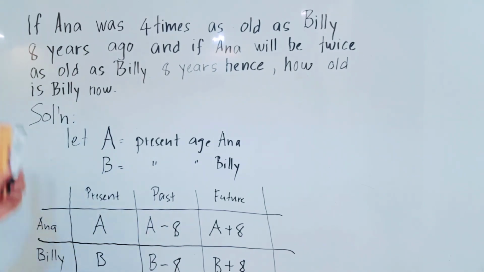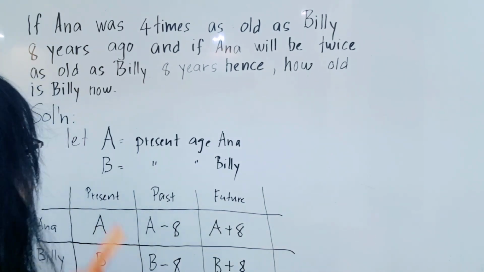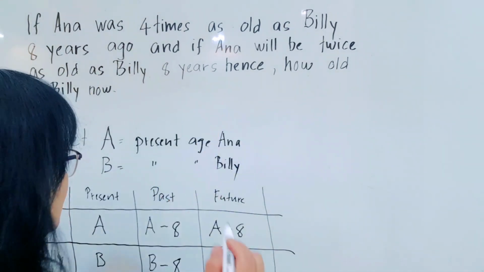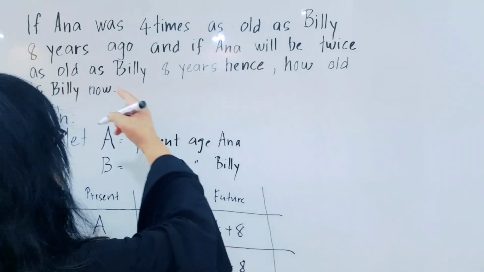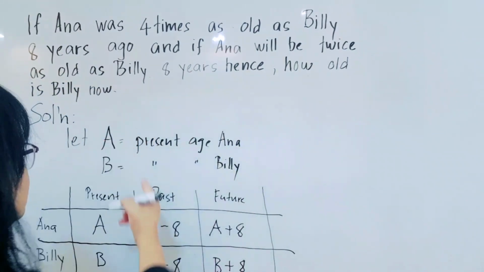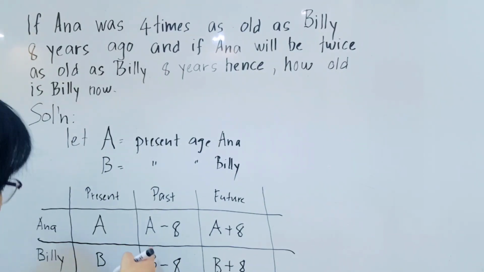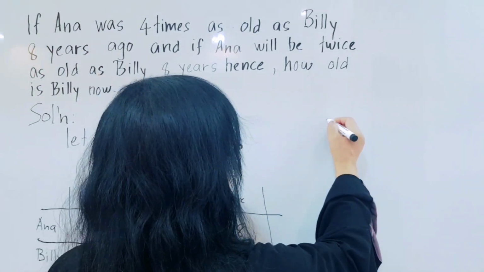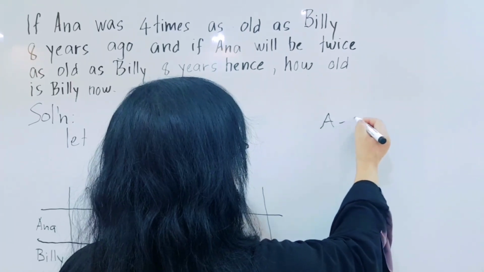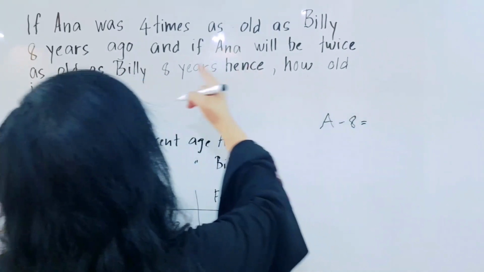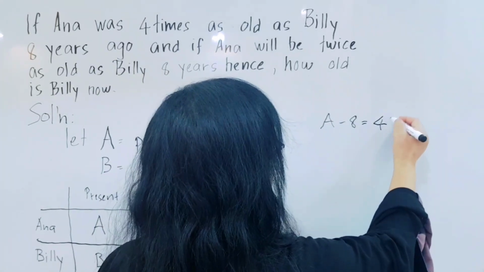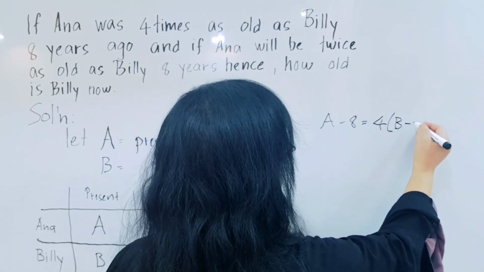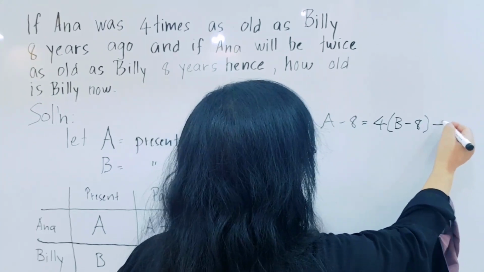Now, from this, we can make an equation based on the statement of the question. If Anna was 4 times as old as Billy 8 years ago, the age of Anna is A minus 8 and Billy is B minus 8. Therefore, Anna's age, A minus 8, is equal to 4 times the age of Billy 8 years ago, B minus 8. This is equation 1.